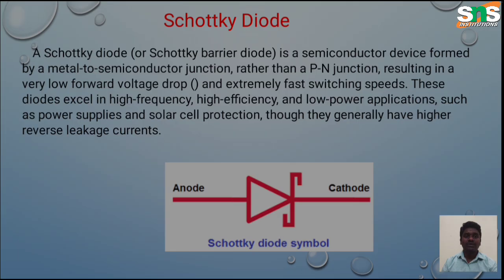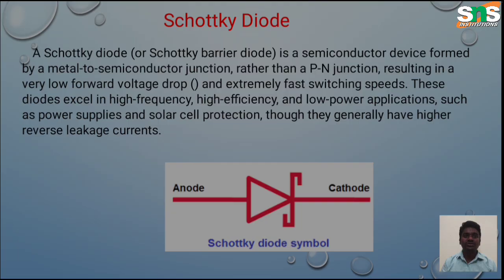First of all, we should know what a Schottky diode is. It's like a PN junction diode, but there's a small difference between the Schottky diode and the PN junction diode. A Schottky diode, or Schottky barrier diode as we can also call it, is a semiconductor device formed by a metal to semiconductor junction. In a PN junction diode there are two types of semiconductor, p-type and n-type. Here only one side is semiconductor, and the other side is metal. So with a metal to semiconductor junction rather than the PN junction, the result is a very low forward voltage drop and extremely fast switching speed. These are the benefits of this Schottky diode.